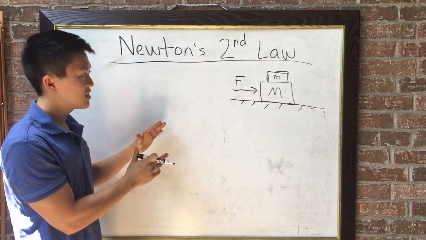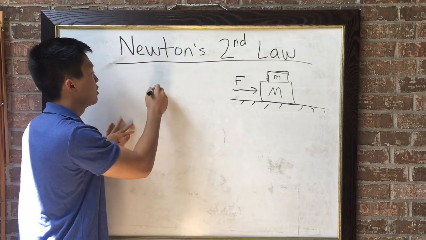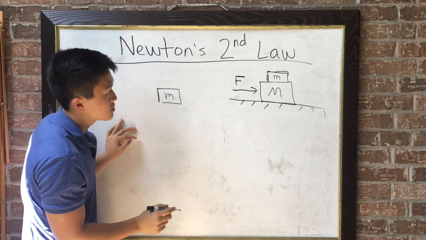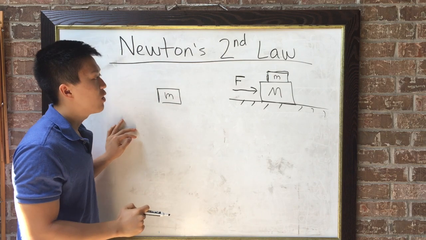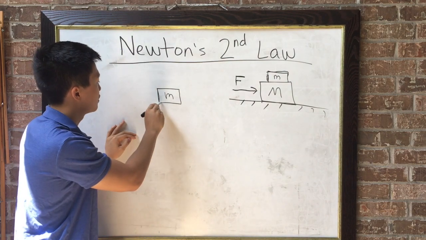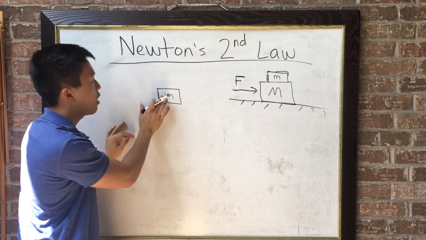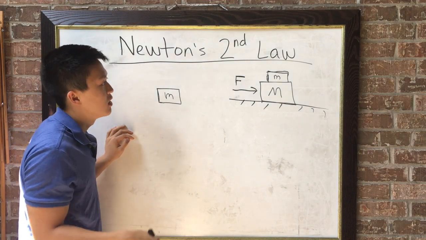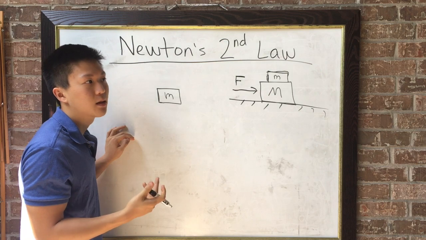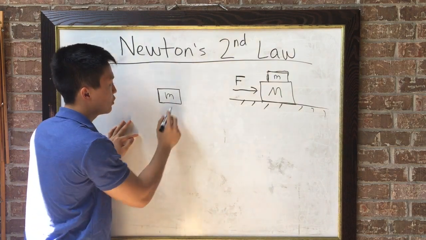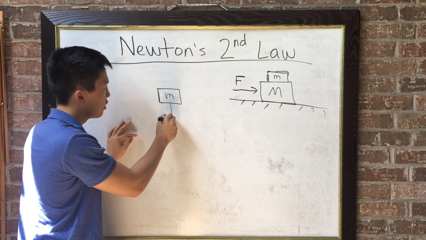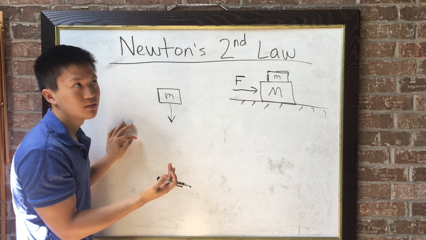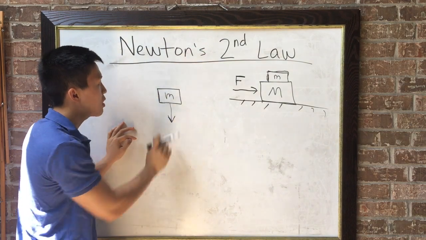So let's look at this small block system, the mass of little m. First, let's say this is the block of little m. We're going to draw a free body diagram, which is where you draw all the forces on this block, and then try to use Newton's second law to explain what's happening to it. So we know there's going to be a force pointing downwards due to its weight, due to Earth's gravitational pull on this block.